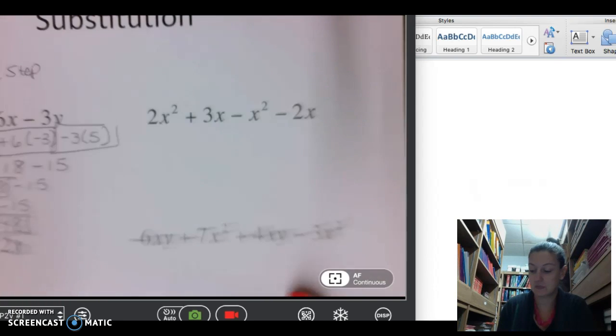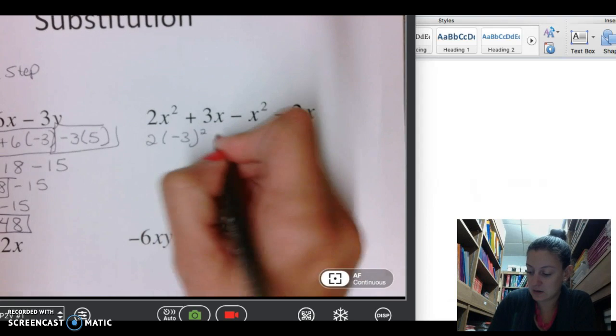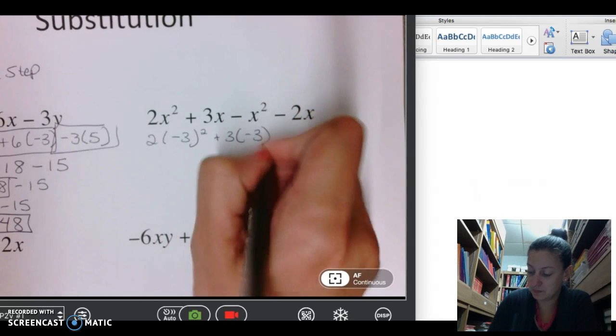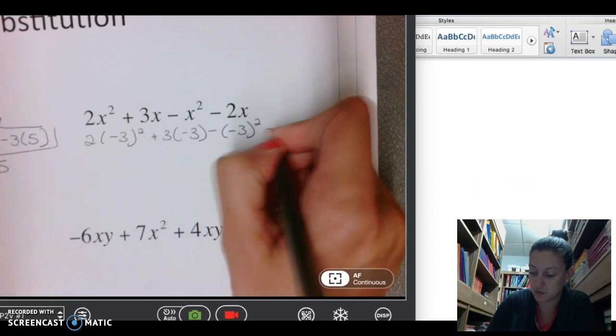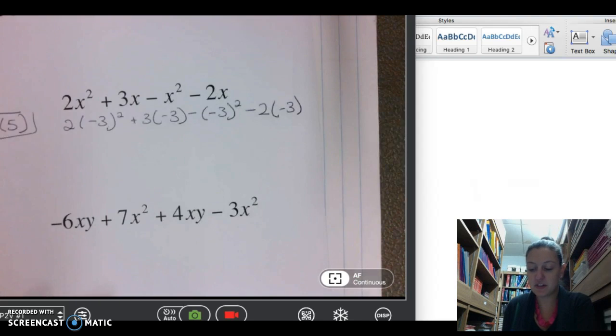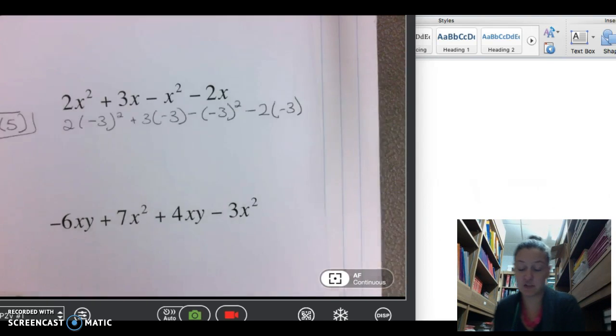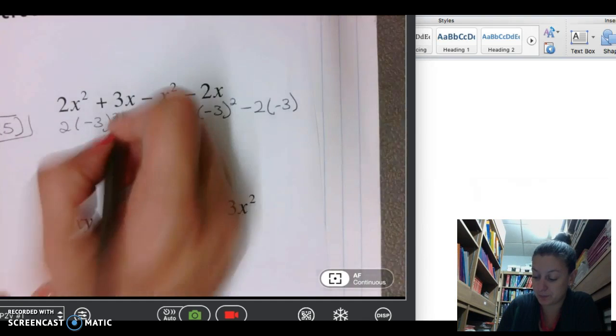Okay. Next one. Another exponent here. Really important to use those parentheses with those exponents. Now, one thing that I could have done here is combine like terms first. But if you're not feeling confident on that kind of thing, feel free to just show it all out.